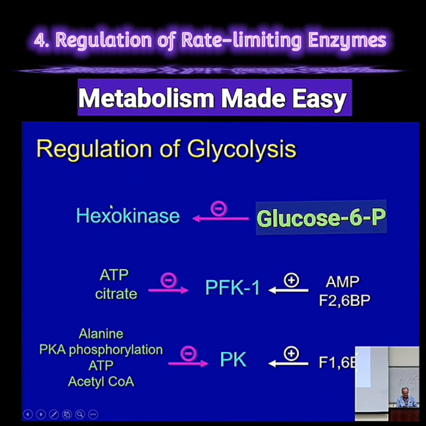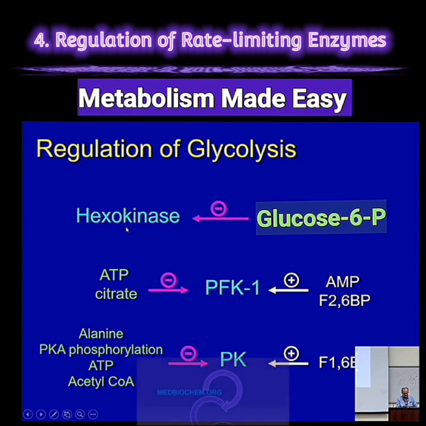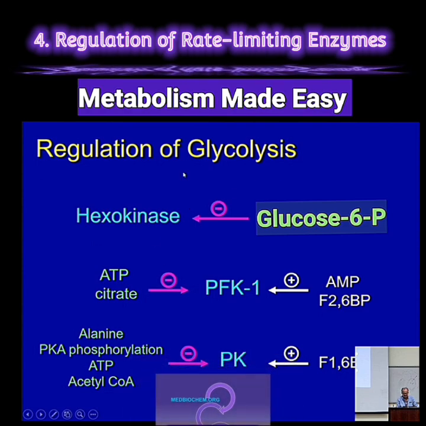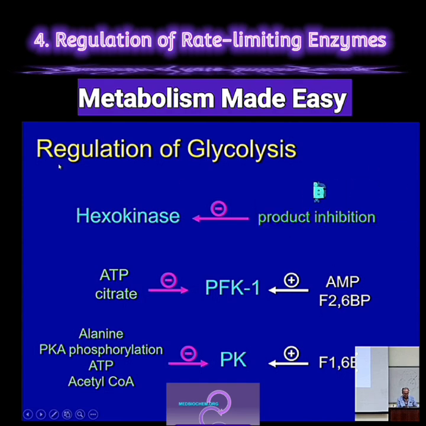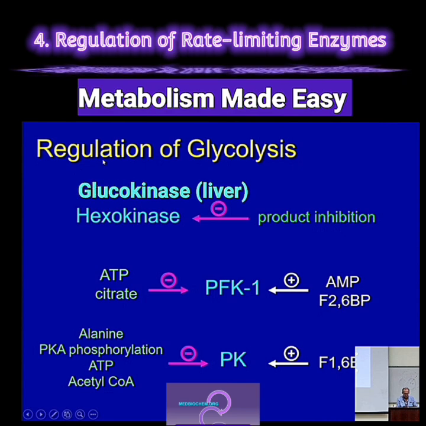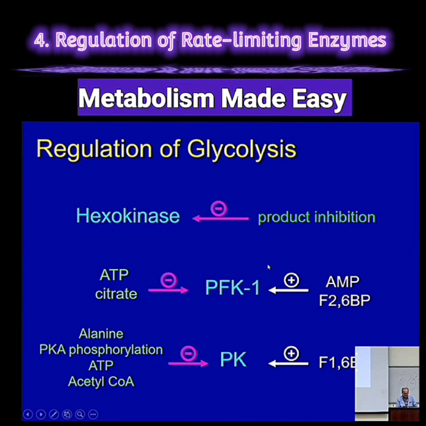Also, you want to add here glucokinase. Don't forget, you have hexokinase, glucokinase. However, only hexokinase is inhibited by glucose 6-phosphate. But remember that in the liver, you're going to have glucokinase. It's not inhibited by glucose 6-phosphate.